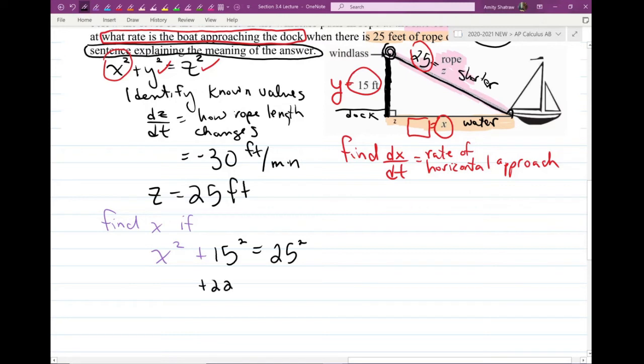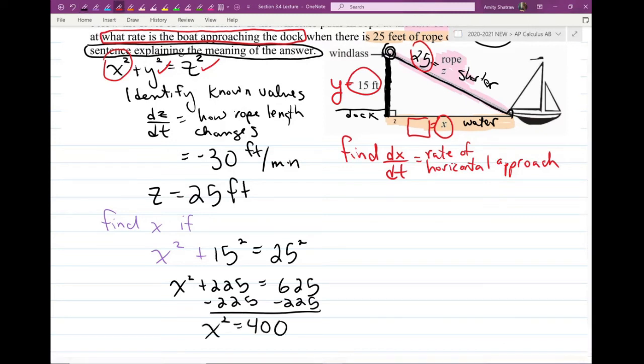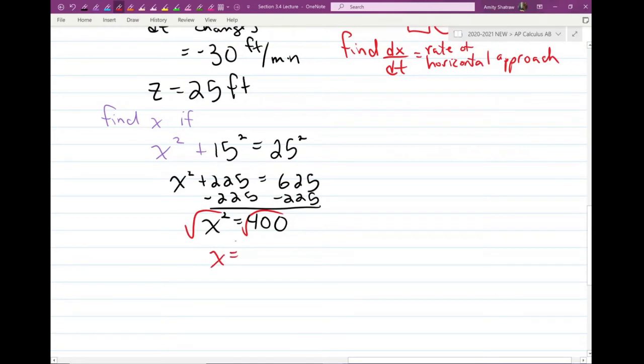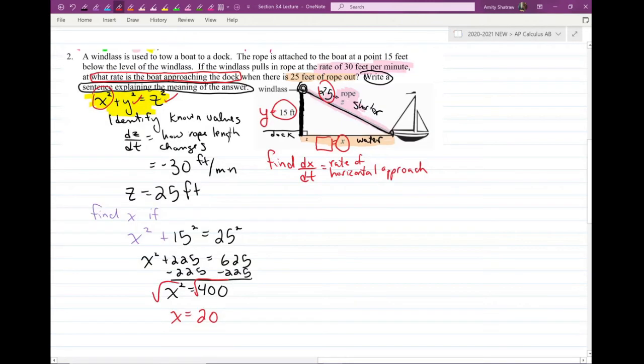15 squared is 225. 25 squared might take you a minute, but you can definitely calculate it. It is 625. I'm going to minus 225 here. I'm going to say that X squared equals 400. And did I ask you to find the square root of 400 when you were in my Math 2 class? You know I made you memorize it. So here you go. X will equal the square root of 400, which is 20. But you can just pull out a calculator and calculate it because this is definitely a calculator activated problem.